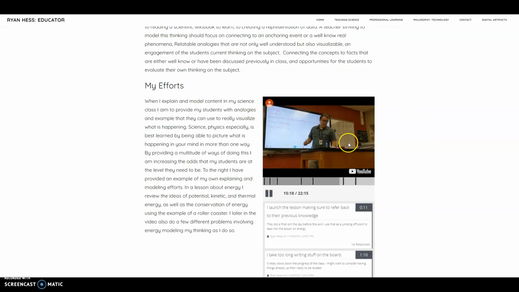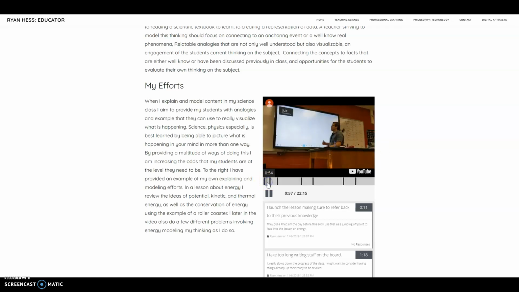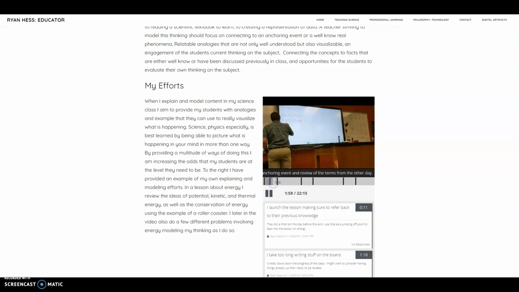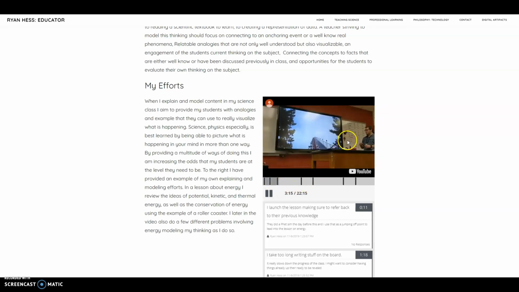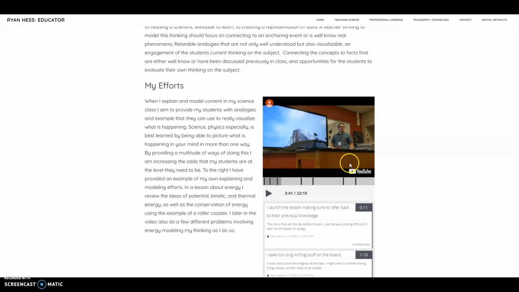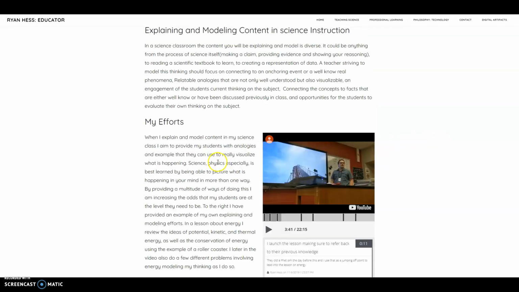And I probably won't play a whole lot of this, but if we go down here, you can see that at different parts, I'll go through the roller coaster and have the students kind of bring up the ideas of what the energy looks like at those different places.